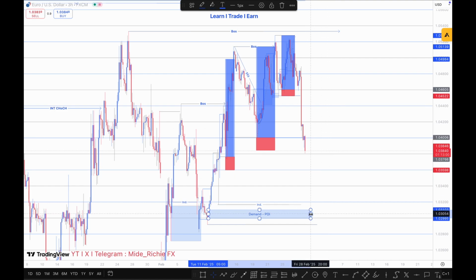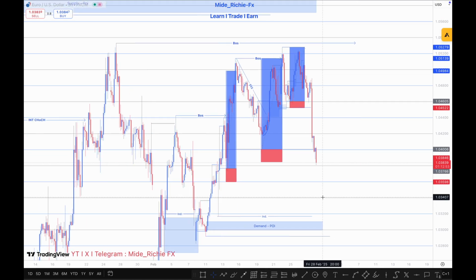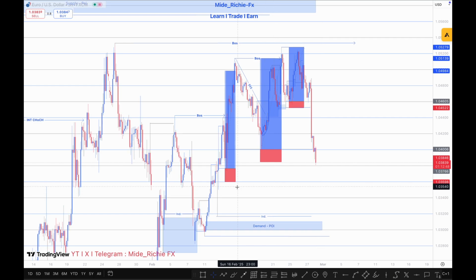So I have this demand zone right here as my next point of interest, where I will expect the market to continue buying from, right? So that's all about that. I'll just give you guys a hint of what I'll be expecting next week. So let's get straight into the breakdown.